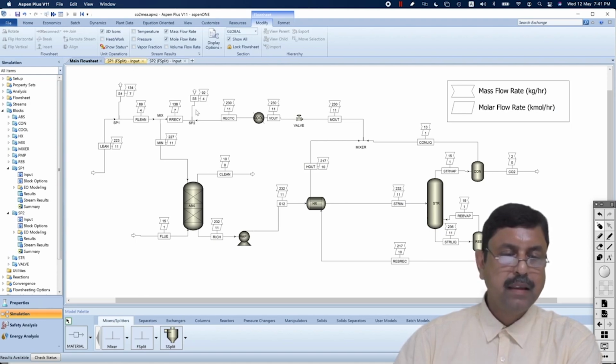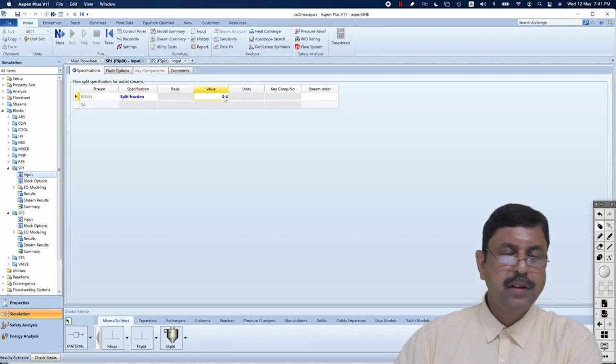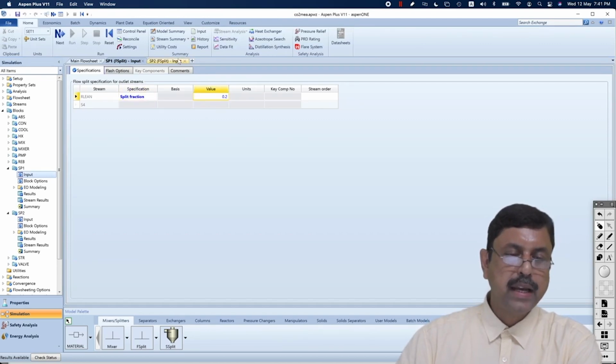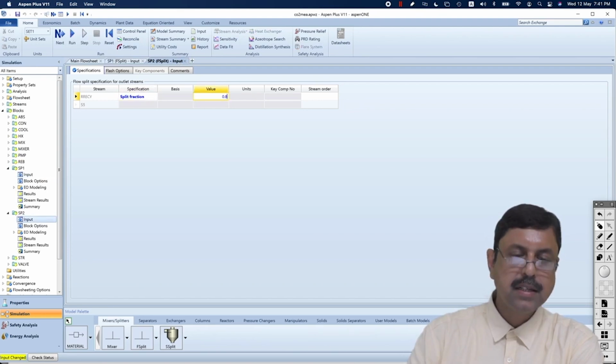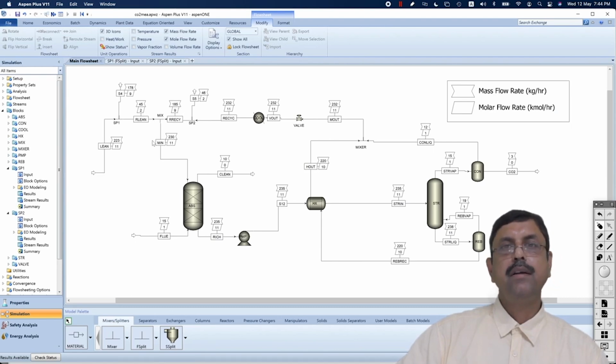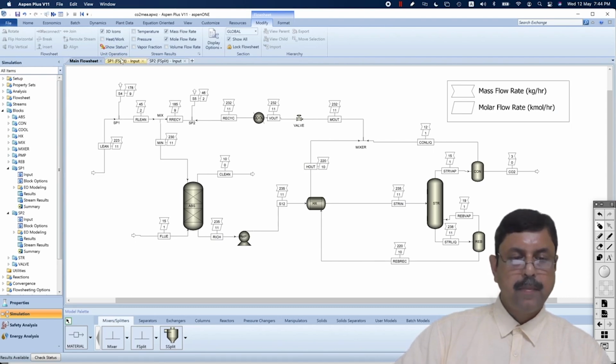Okay. So we reduce it down further, less, 0.2, and increase it to 0.8. So it has converged again, and you can see 185 kg per hour recycle stream we are entering, while 45 kg per hour is the fresh amine.